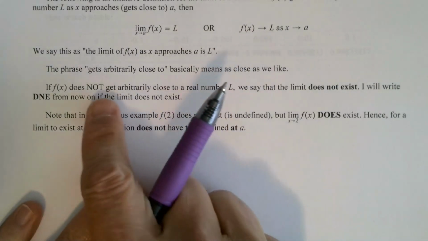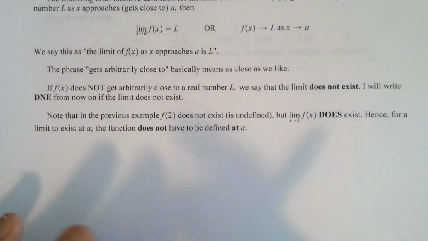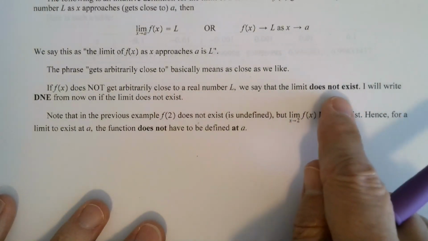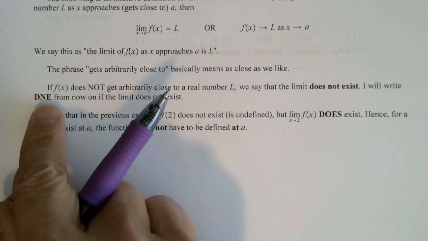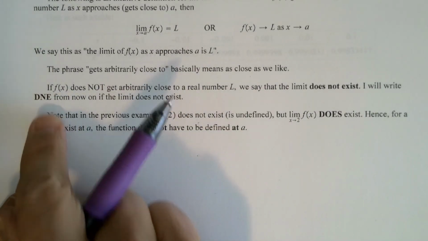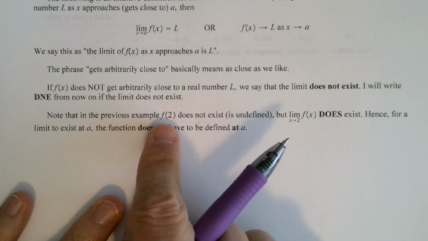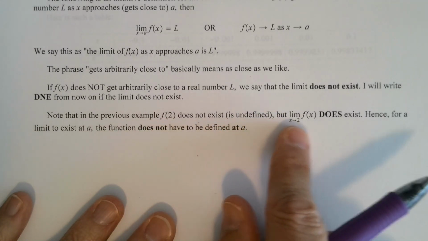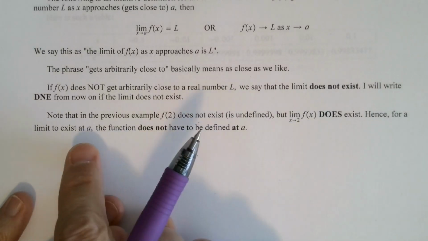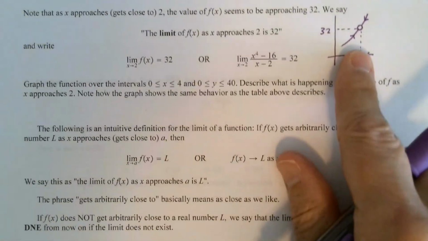Now, if the function f of x does not get arbitrarily close to a number L as x approaches a, then we say the limit does not exist. It is possible for a limit to not exist, and we're going to talk about that. When I have a limit that does not exist, I'm going to write DNE from now on. So, again, I mentioned this already, the value of f of 2 does not exist in the previous example, right? It was undefined, but the limit does exist. For a limit to exist at a, the function does not have to be defined at a, right? We see that. There can be a hole in the graph.